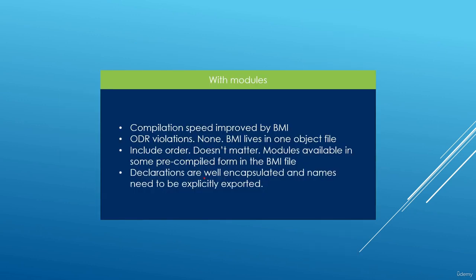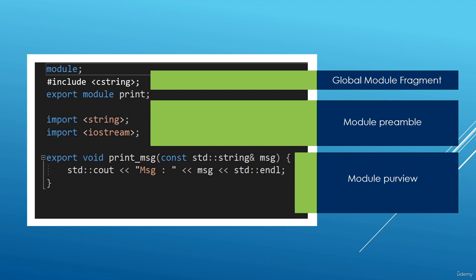Now, if you use modules, compilation speed is going to be improved by the BMI, as we have seen. ODR violations are going to go away because declarations are confined inside the module. The include order problem is going to go away because the module is available in some precompiled binary format, and it is going to be included immediately where it is needed in your application. Another big benefit is that declarations are well encapsulated, and you have tight control over what is exported and what isn't. Now that we have a few basics about modules, let's look at the actual structure of a module file.